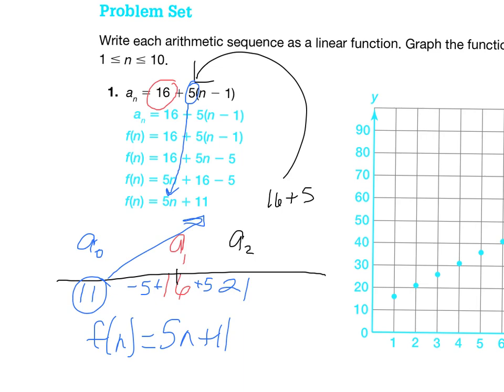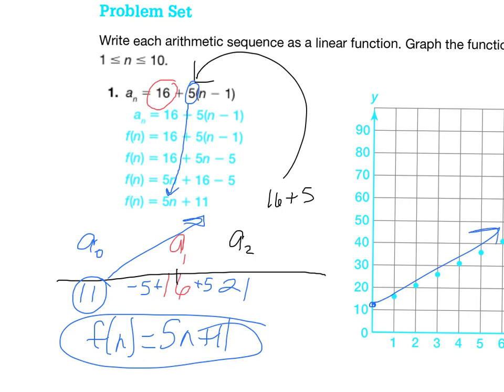So the idea here is to get your common difference and subtract it from the first, a sub 1. In order to graph this, you start at 11. If you were to graph this function, you start at 11 and then go up 5 over 1, such as that.